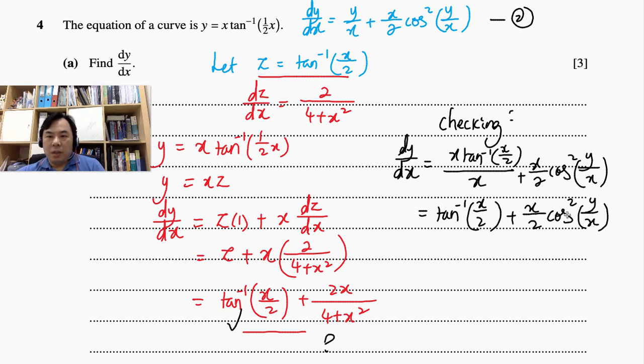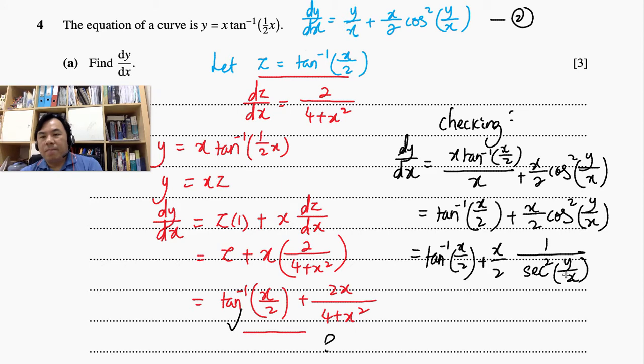And then you will see that this is basically tangent x over 2 plus x over 2. Cosine we can write as a secant square y over x, not y over 2. Yeah, you can actually write it down like this. And then the best part is here. The best part is here.